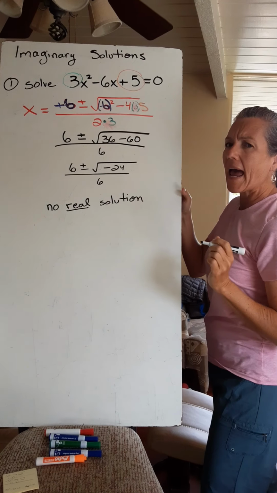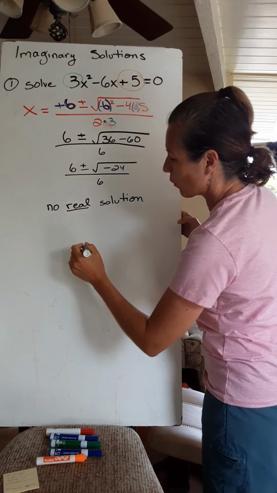Think about what's going to happen when you graph this. Where have our solutions been hitting the graph? Our solutions have been our x-intercepts. So that would mean there are no x-intercepts.